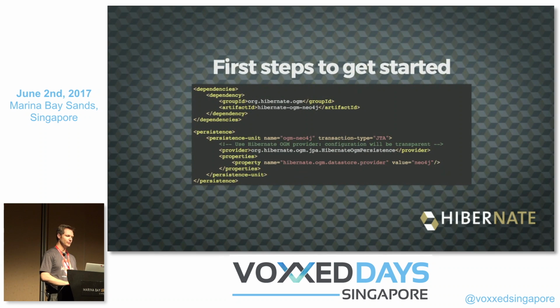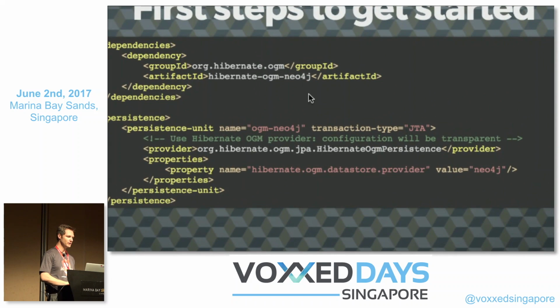How do I get started with Hibernate OGM? Well, first of all, you need the dependency to Hibernate OGM and specifically which dialect you want, so Neo4j in this case. And then in your persistence.xml, you say, hey, I'm not using Hibernate ORM, I'm using Hibernate OGM. And then you select the provider, Neo4j, and that's it. Start using the JPA API and you're good to go.